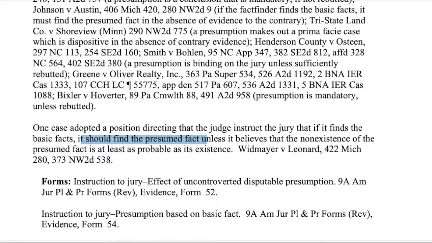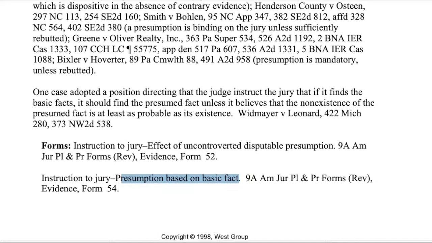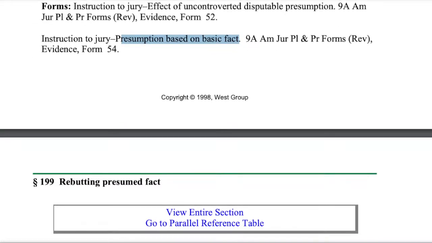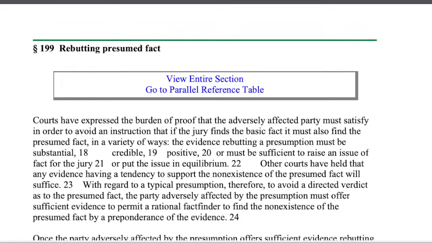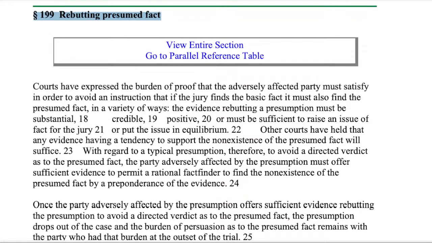So we have forms here, effect of uncontroverted disputable presumptions in the instructions for the jury. Presumption is based on basic fact, and that comes from our pleadings and practice forms in American Jurisprudence. Now we're on to the best part. So those of you who have stuck around, you get the Easter egg here, section 199, rebutting presumed fact. Courts have expressed the burden of proof that the adversely affected party must satisfy in order to avoid an instruction that if the jury finds a basic fact, it must also find the presumed fact in a variety of ways.